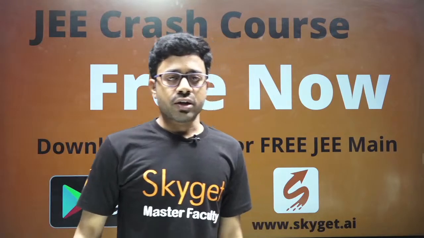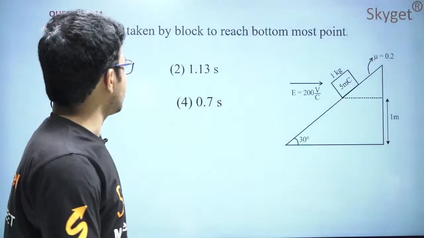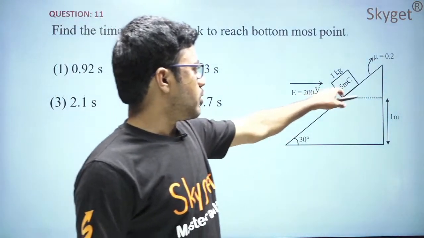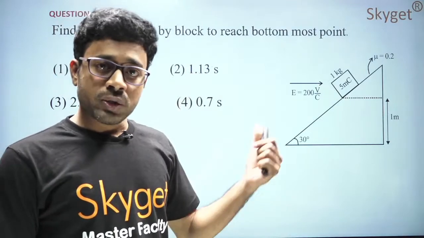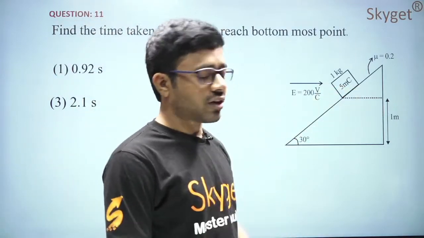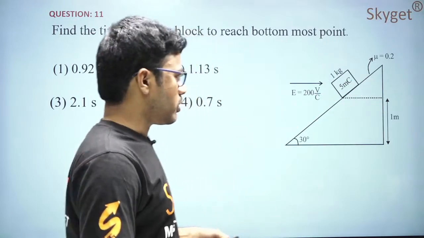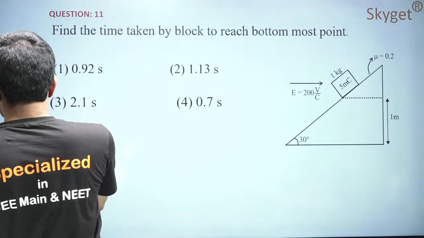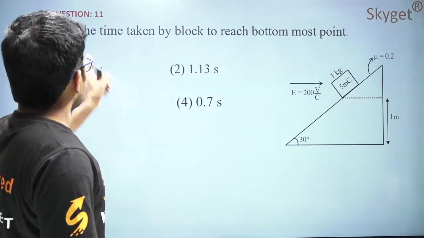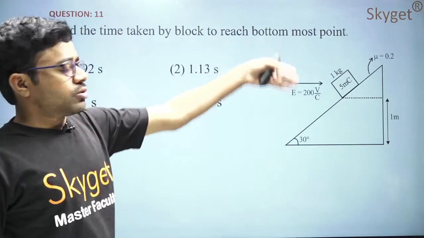And hi students, now we are going to start from problem number 11. So here he has given a block. To the surprise, he has given the charge on the block, where the charge on the block is 5 millicoulombs. So that's what we should note down here at first. He is asking the time taken by the block to reach the bottom.